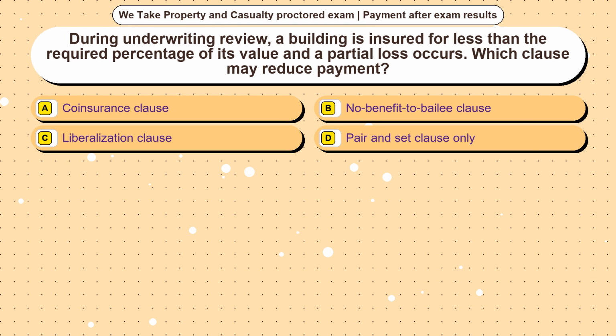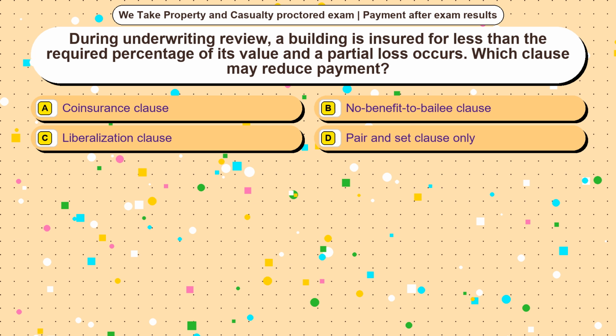Question 20. During underwriting review, a building is insured for less than the required percentage of its value and a partial loss occurs. Which clause may reduce payment? Option A, coinsurance clause. Option B, no benefit to Bailey clause. Option C, liberalization clause. Option D, pair and set clause only. The correct answer is option A.